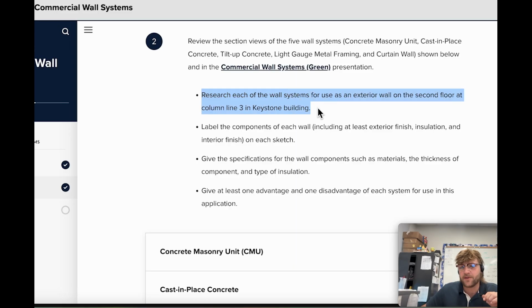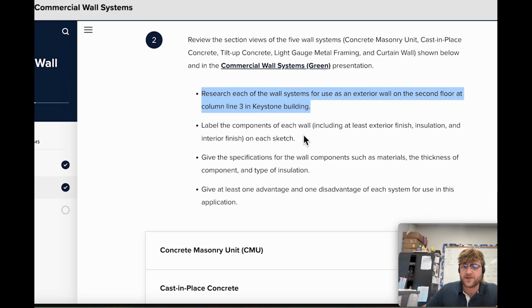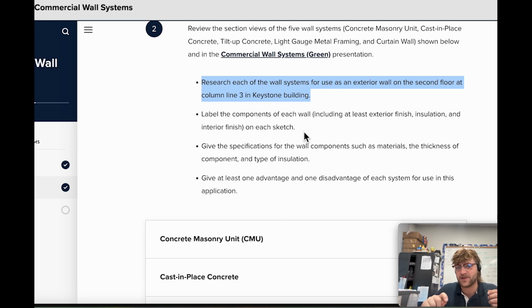But basically, you're going to be going through this. You're going to be researching each of those wall systems that we talked about in our presentation. And you've got to come up with what wall you're going to end up using on that column line 3 on the second floor. And then you need to tell me why. You also want to make sure that you're creating the sketch of each of the wall systems, and you label the components as well. So that would be the exterior finish, what you're going to end up using for that. Insulation, so what's the R value of that insulation, and then also the interior finish as well.